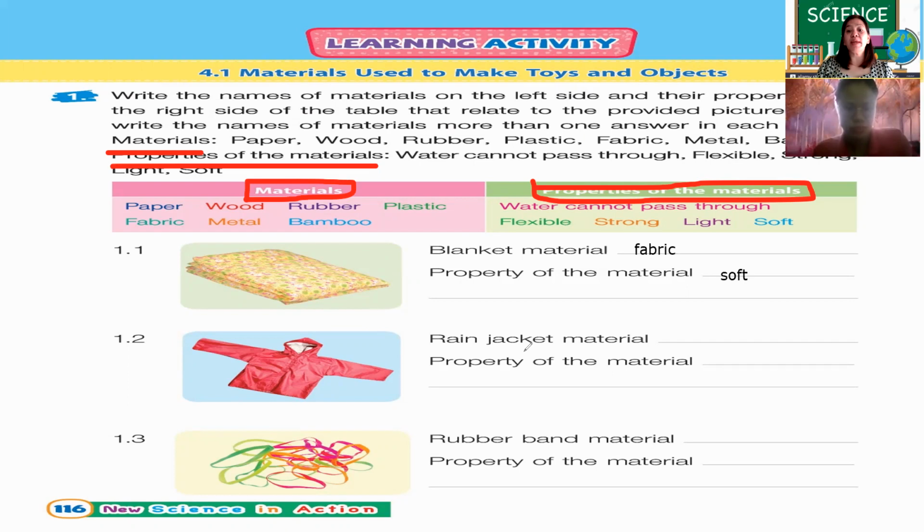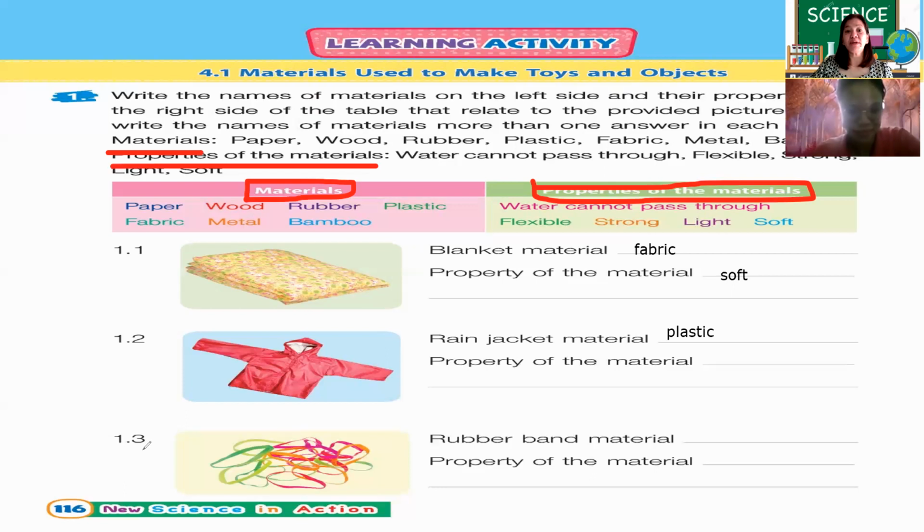Rain jacket or raincoat. What do you think is the material used in this rain jacket or raincoat? Okay, all right, very good. I can hear someone saying plastic, teacher, plastic. Okay, and the property of the material, can the water pass through or cannot pass through? Very good. Water cannot pass through. Yes. Grade 2 is very good today.